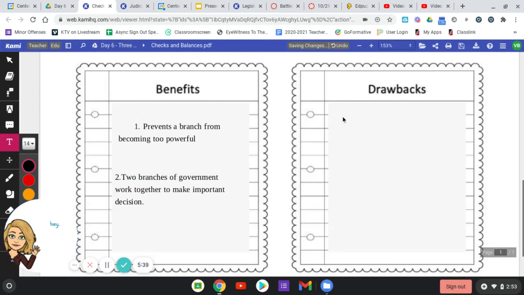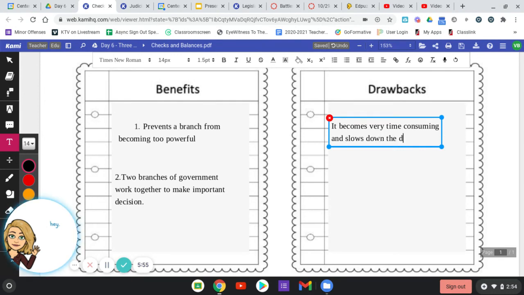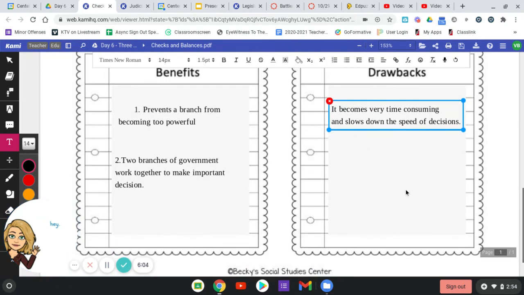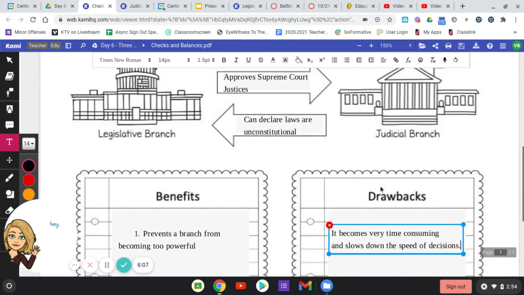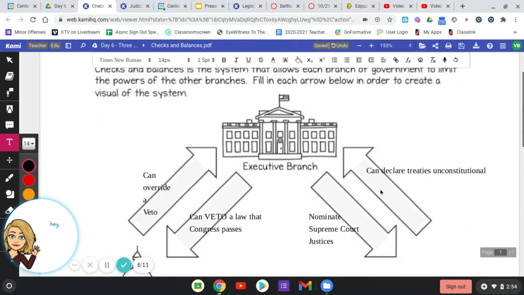And then the drawbacks for this system are pretty clear. It becomes very time consuming and slows down the speed of decisions. So it does make things work a little bit more slowly. So that is basically how the checks and balances work and how each branch of government checks and balances each other.